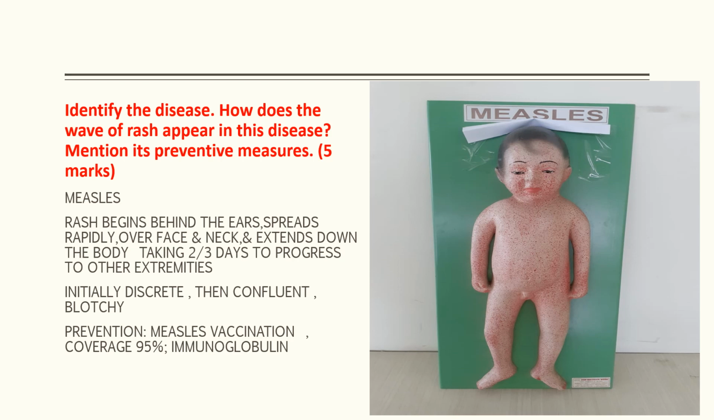But be sure that the name measles will not be visible. It will be, of course, blocked. Rash begins behind the ears, spreads rapidly over face and neck and extends down the body, taking around 2 to 3 days to progress to other extremities. Initially, this rash is discrete, then it slowly becomes confluent and blotchy.